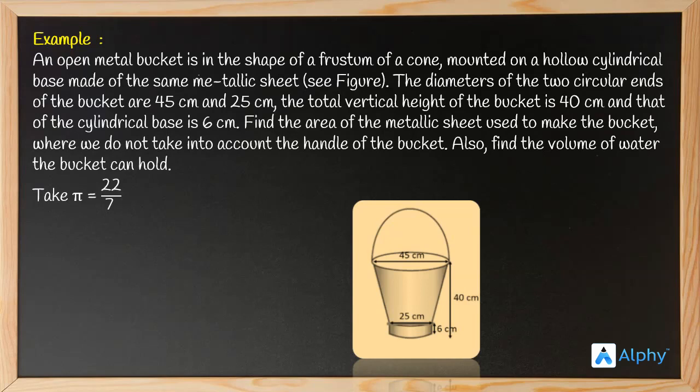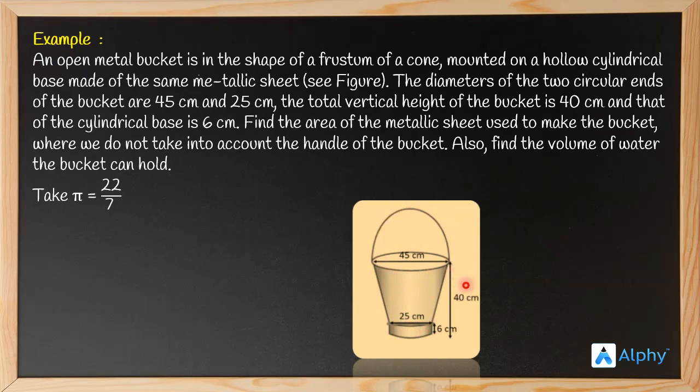Now, we are required to find the area of the metallic sheet which is required to make this bucket. So, the area of the metallic sheet will include the curved surface area of the frustum, area of the circular base as well as the curved surface area of the cylinder. If we add these, we will get the area of the metallic sheet required to make this bucket. And we do not take into account the handle of this bucket.